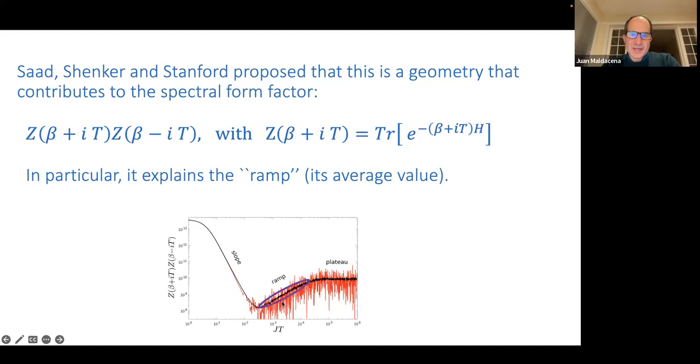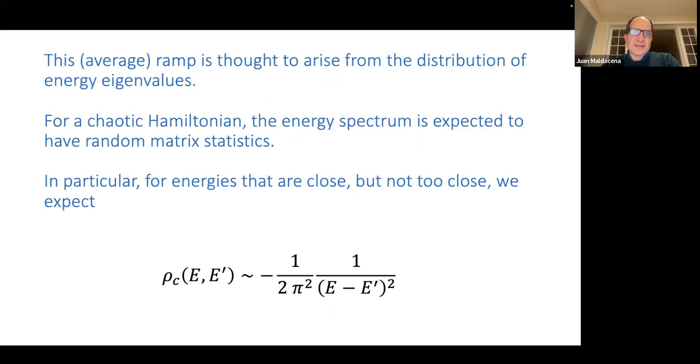Perhaps we will explain where this comes from, from the point of view of the quantum mechanical system, and then what the gravity solution is. Now, this average ramp is thought to arise from the distribution of energy eigenvalues. So the idea is that for a chaotic Hamiltonian, the energy spectrum is expected to have random matrix statistics. So the distribution of energy levels is the same as the distribution of the eigenvalues of a random matrix.